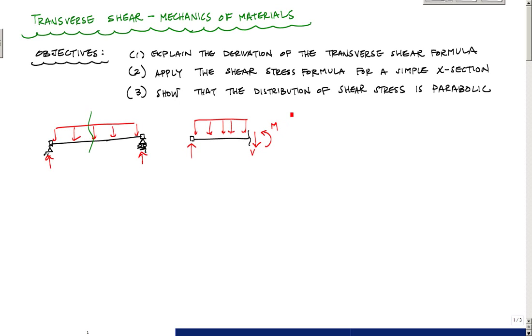And so you know how to calculate the stress due to moment, and the stress due to this moment is a normal stress. Sigma is equal to minus My over I. So hopefully you've covered this. This is the normal stress due to moment or bending.